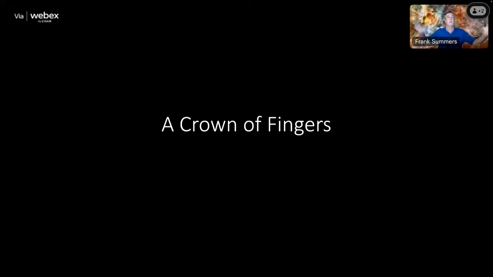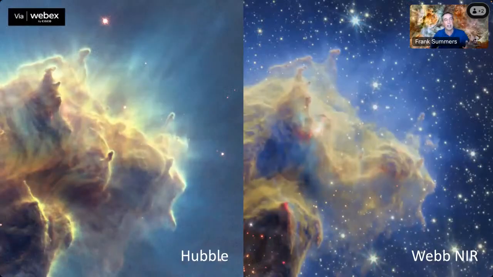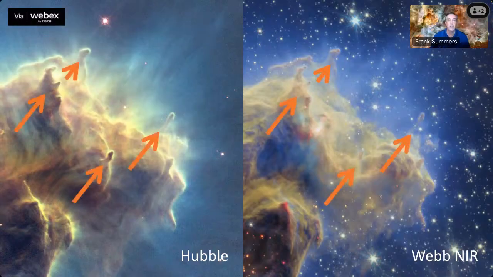Okay, let's go to one of the highlight points on the left pillar, a crown of fingers. What I'm talking about is all of these small little fingers on the top of the left pillar. Here are some arrows to draw your eyes. These are small, dense regions, obviously. They're sort of like mini pillars, dense regions resisting the erosion. The top of this pillar is being directly bombarded by the ionizing radiation, eating away things, but these are dense regions that are resisting it.